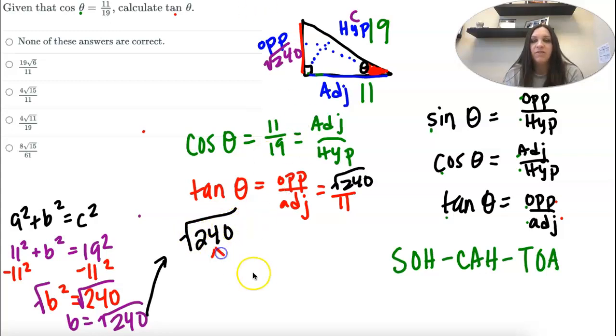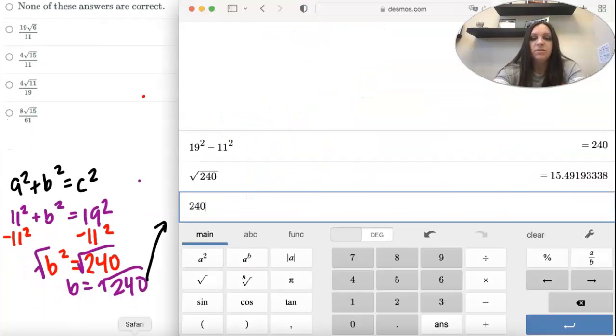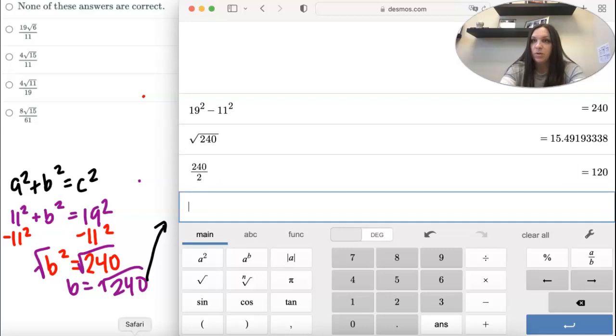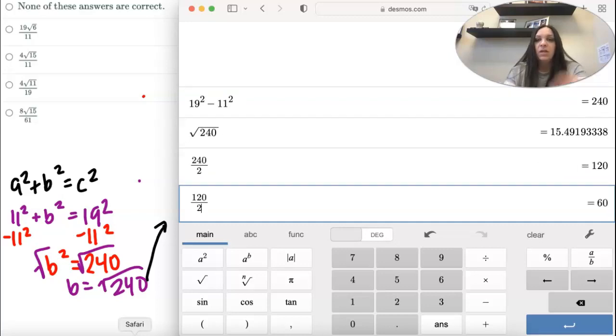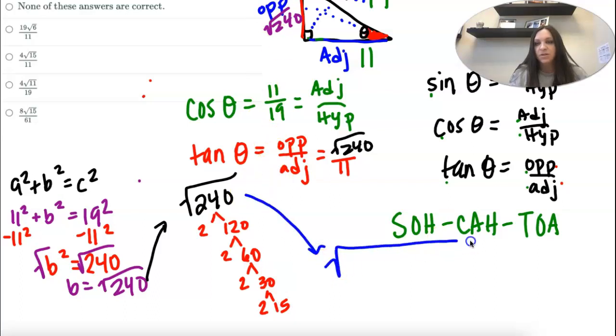So to do that, we want factors of 240. I like to start with 2. 240 is 120 and 2. 120 is 60 and 2. 60 is 2 and 30. 30 is 2 and 15. Okay, so the square root of 240 is actually equal to 2 times 2 times 2 times 2 times 15.